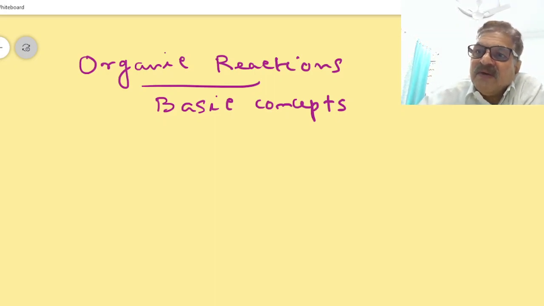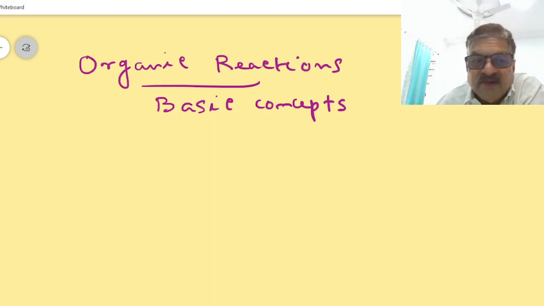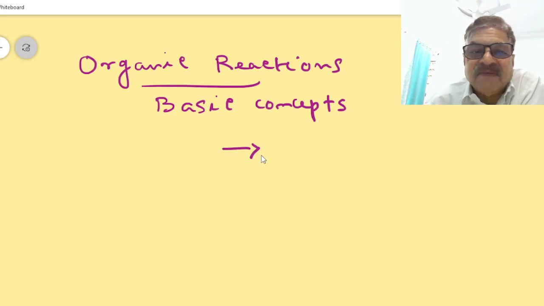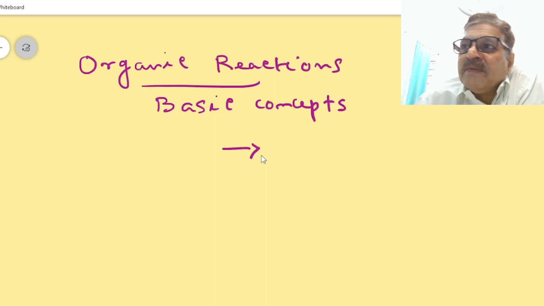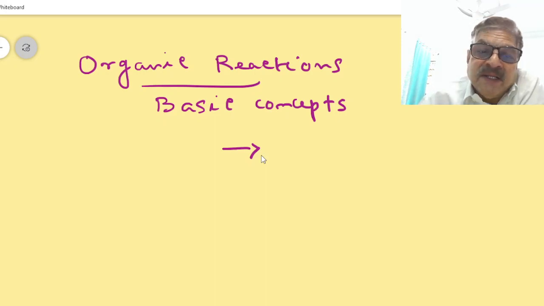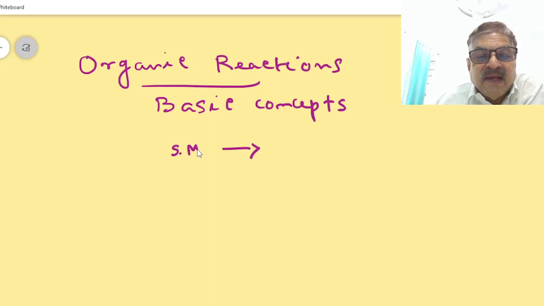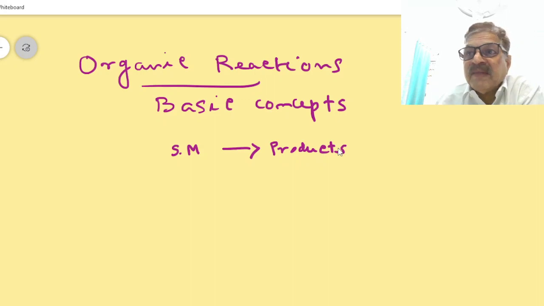Correct. So now let us see writing equations for organic reactions. They are usually drawn using an arrow. These are the fundamental things I just want to tell you: equations for organic reactions are usually drawn with a single reaction arrow between the starting material and the products. Here there is a starting material and there are products, and in between there is a reaction arrow.